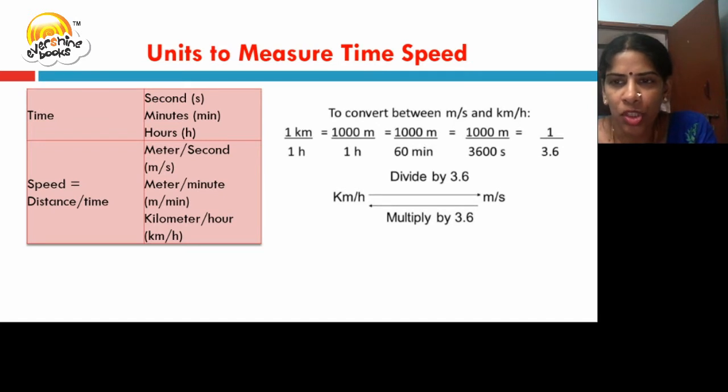In order to convert between meter per second and kilometer per hour, we use 1 kilometer equal to 1000 meters, and 1 hour can be converted to seconds as 3600. For converting kilometer per hour to meter per second, we need to divide the kilometer per hour by 3.6. In order to convert meter per second to kilometer per hour, we need to multiply the meter per second by 3.6. This helps you to calculate the problems based on time and speed.